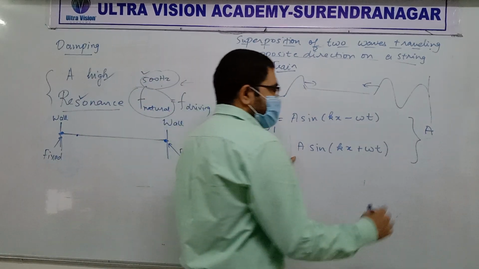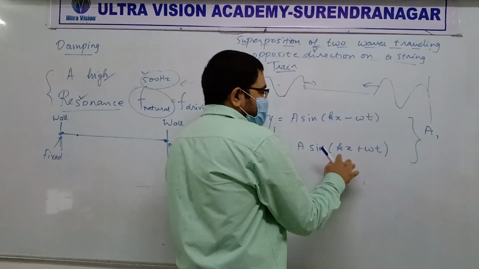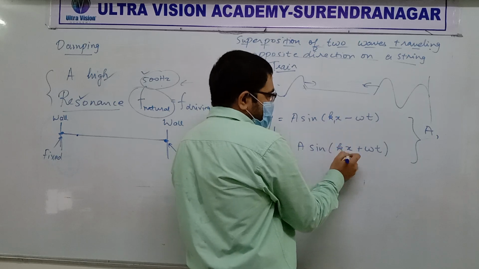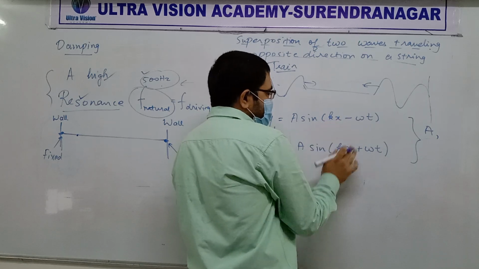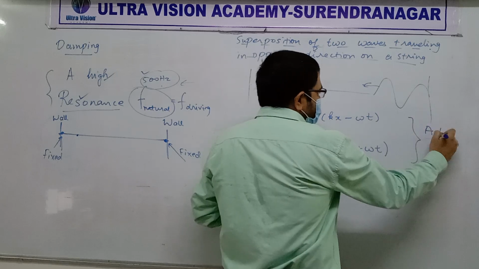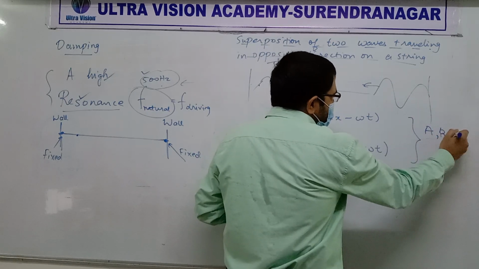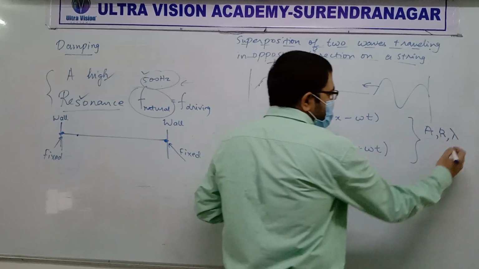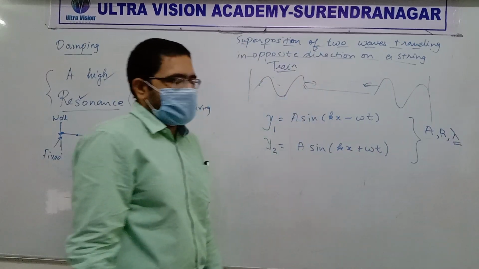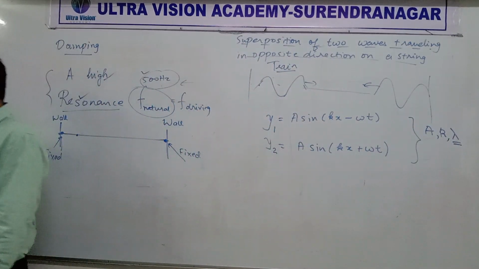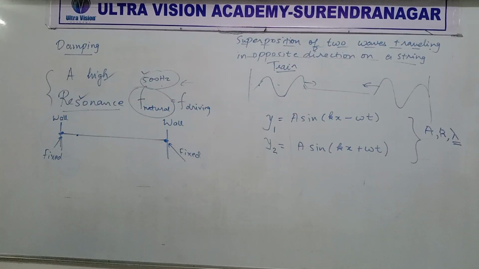For the k, it is k, that is, I have not written k1 and k2. What I mean to say is that their k's are the same. If k's are the same, then lambdas are also the same. Is that clear? Because k is equal to 2 pi by lambda. Clear or not clear?